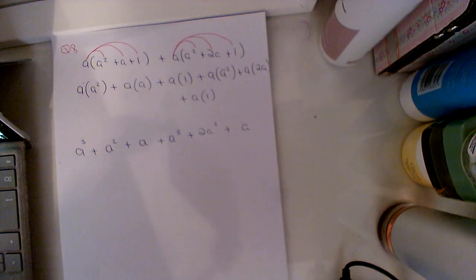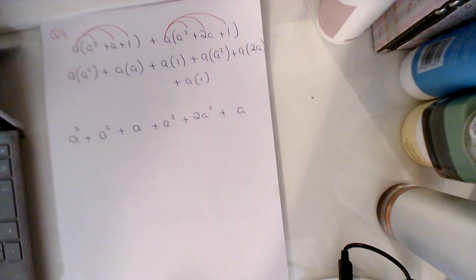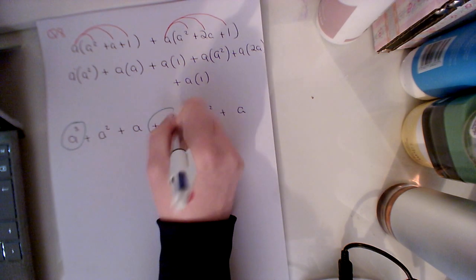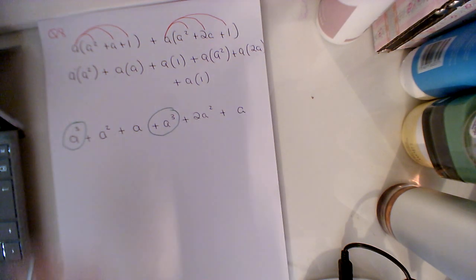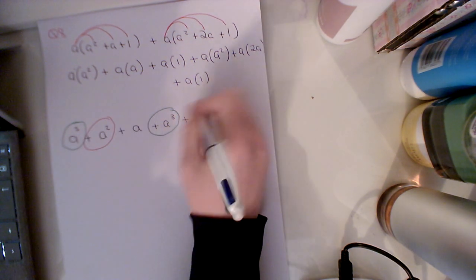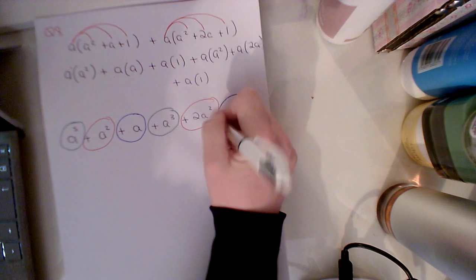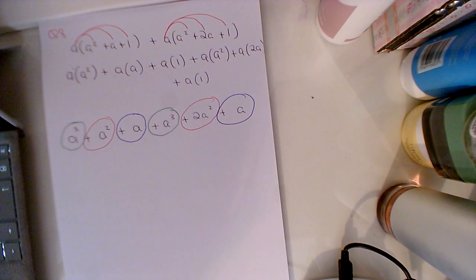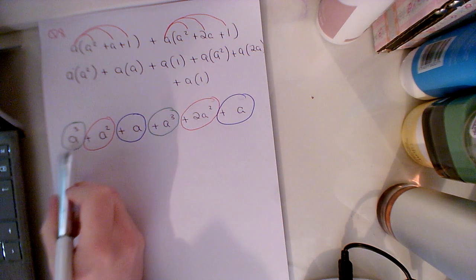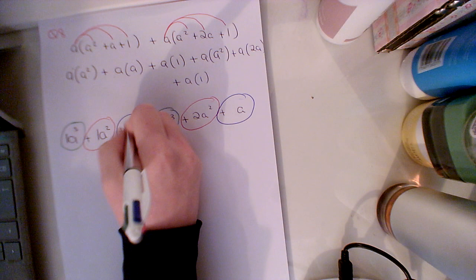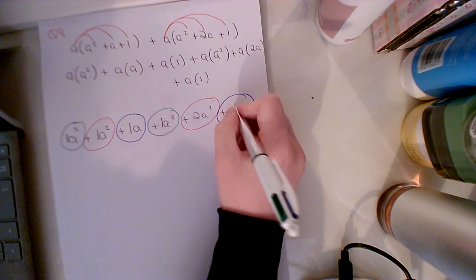Okay. Then what I'm going to do is circle the terms that will go together, add like terms. So this and this will go together, the a cubeds, then I'll circle my a squareds, and then I'll circle my a's in a different colour. Remember, if there's no number in front of them, there's imaginary ones. So there's a lot of imaginary ones in this question.